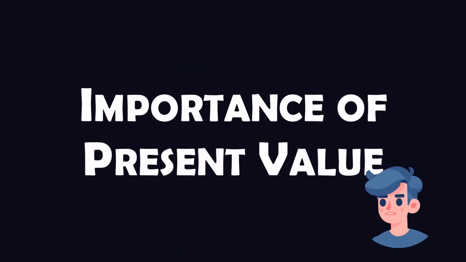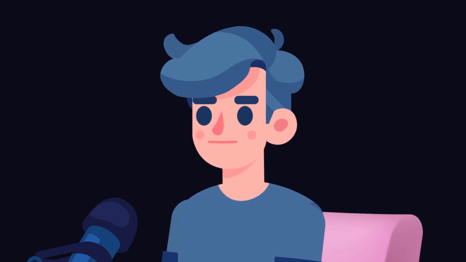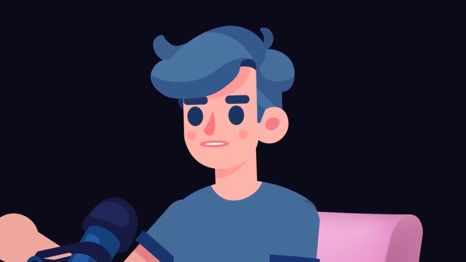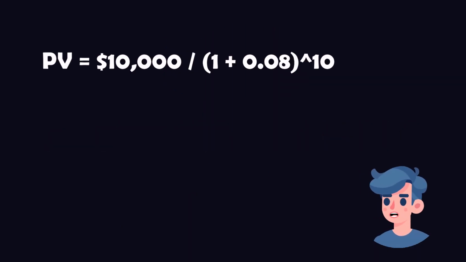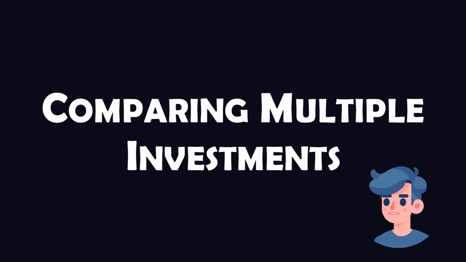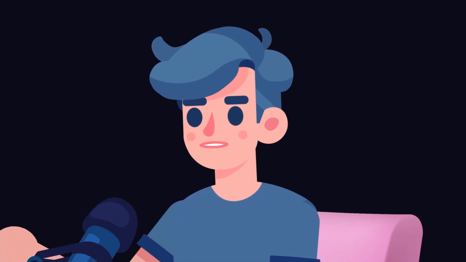One common question is, why is present value important? The reason is that it allows investors to determine the worth of future cash flows in today's terms. To further illustrate, let's consider an investment that promises to pay $10,000 in 10 years. If the expected rate of return is 8%, we can calculate its present value. Using our formula, PV = $10,000 / (1 + 0.08)^10. We get a present value of around $4,635.57.